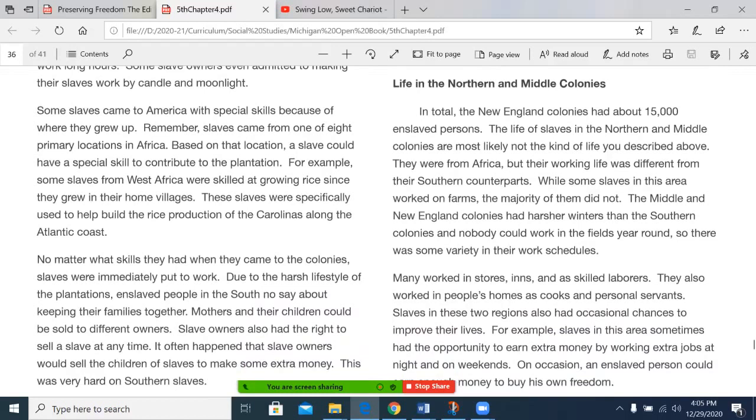Life in the northern and middle colonies. In total, the New England colonies had about 15,000 enslaved persons. The life of slaves in the northern and middle colonies is most likely not the kind of life you described above. They were from Africa, but their working life was different from their southern counterparts. While some slaves in this area worked on farms, the majority of them did not. The middle and New England colonies had harsher winters than the southern colonies, and nobody could work in the fields year-round. So there was some variety in their work schedules.